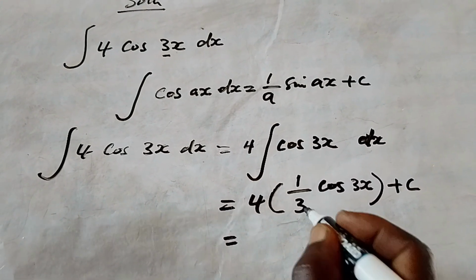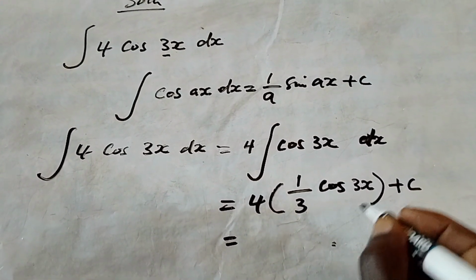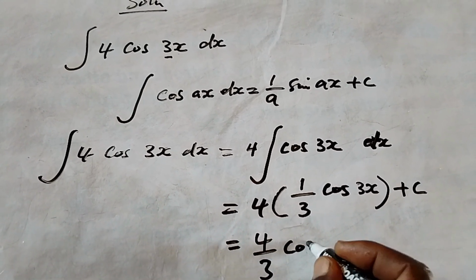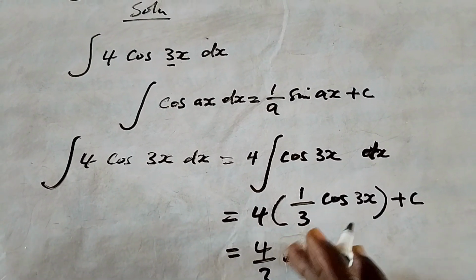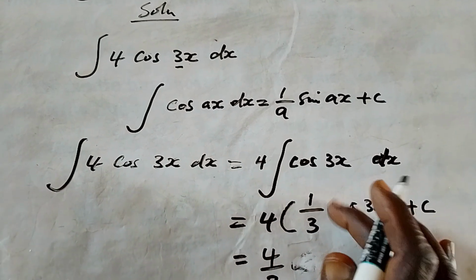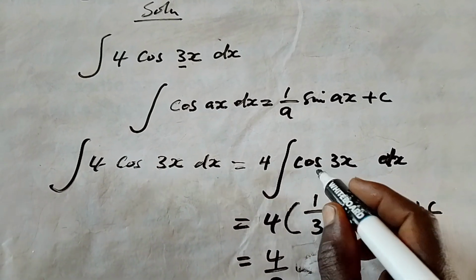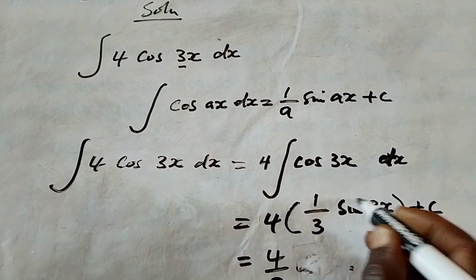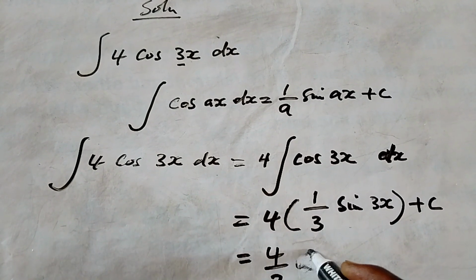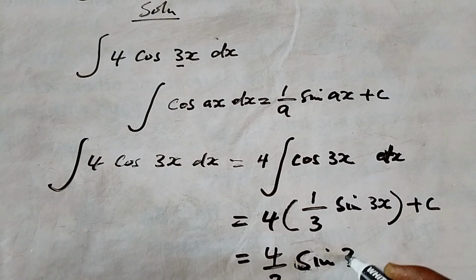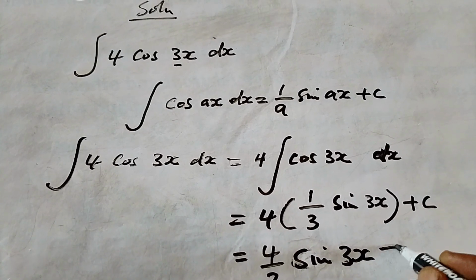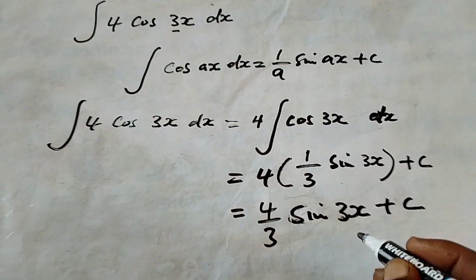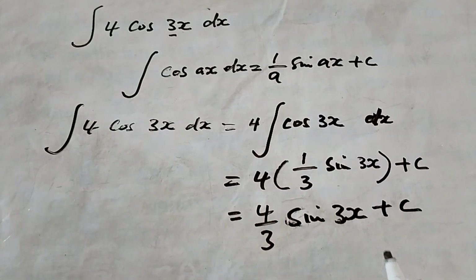So if you open the brackets, you will have 4 over 3 cos, not cos, sine. Here we have sine. The integration of cos is sine. Sorry for that. So we will have 4 over 3 sine 3x plus c. And this is the correct solution for this problem.